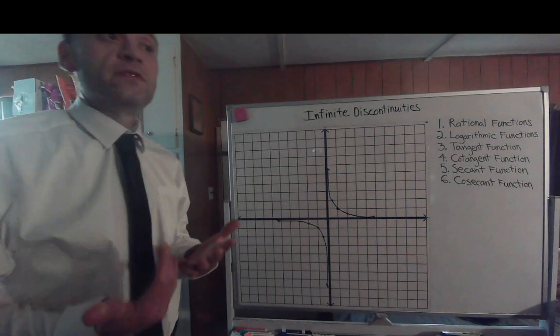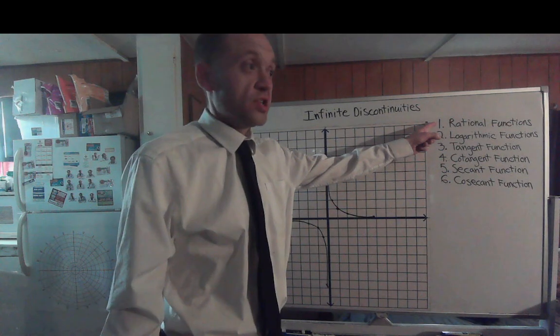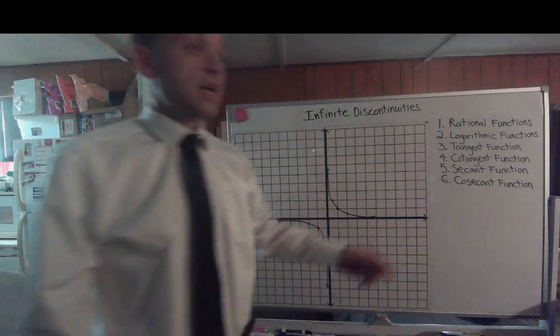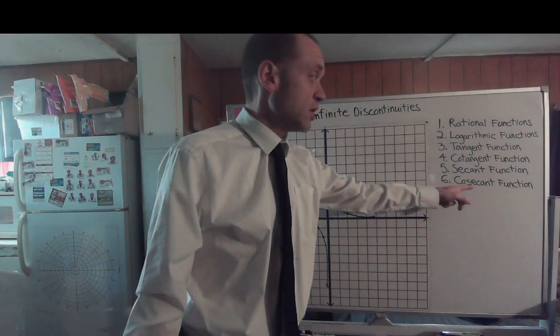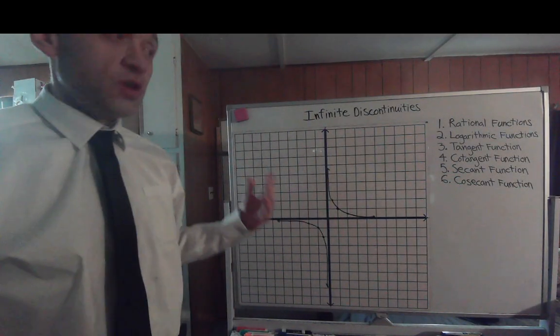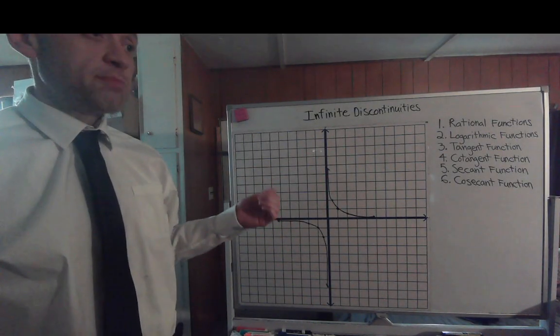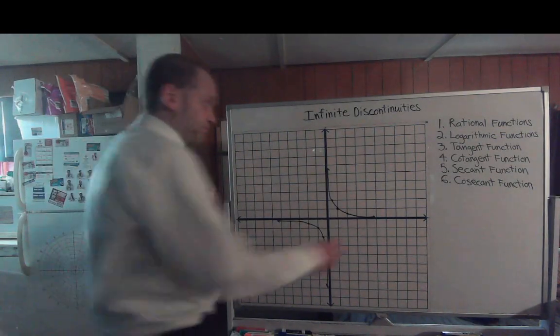And well, what functions have vertical asymptotes? You definitely have rational functions, that's a big one, logarithmic functions, and then four of your trig functions, the tangent, cotangent, secant, and cosecant functions, those also have vertical asymptotes. So those are the type of functions that are going to have infinite discontinuities.